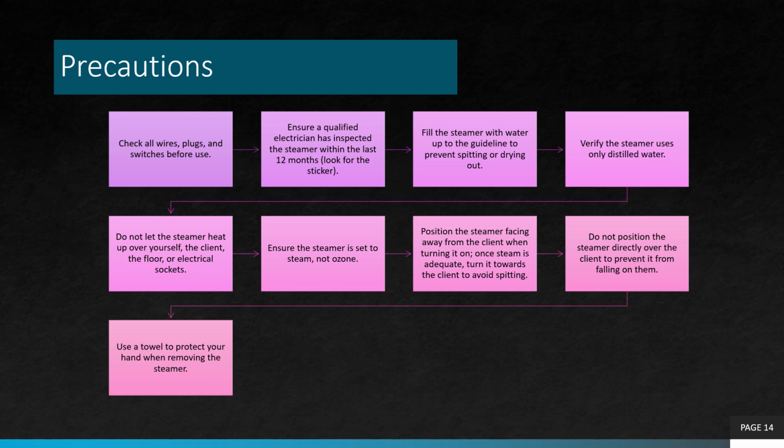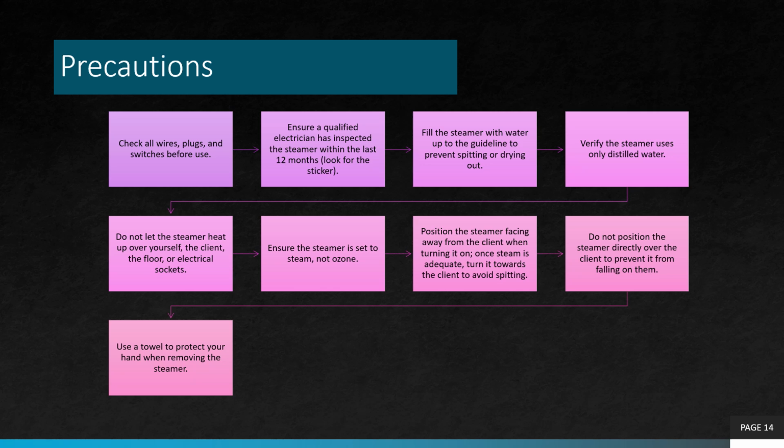Be cautious about where you position the steamer while it heats up. Never over yourself, over the client, the floor, or near any electrical sockets. Also, double check that the steamer is set up in the correct mode, ensuring it's on steam and not on ozone. When turning on the steamer, it's safer to have it facing away from the client.